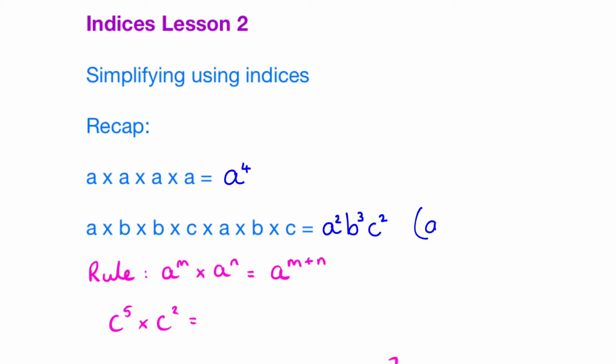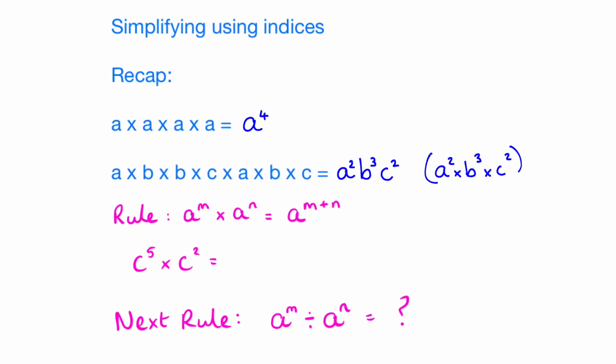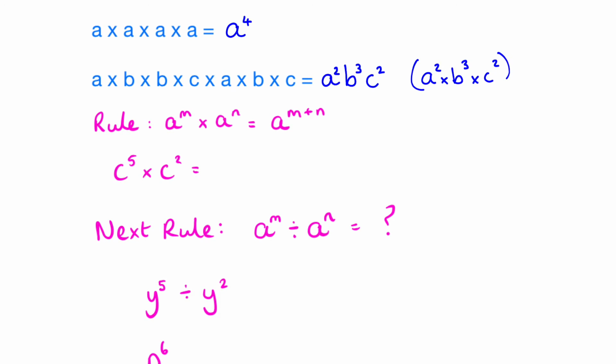That means exactly the same as A squared times B cubed times C squared, but we don't need the multiplication signs in them because we know in maths that when there's two things stuck together, nothing between them, it means times, okay?